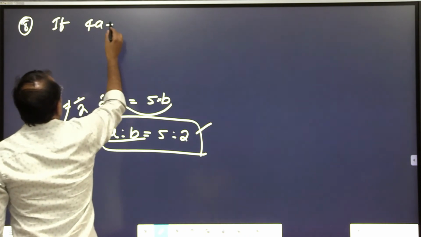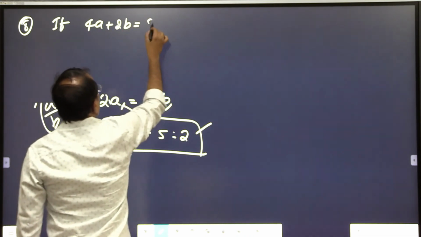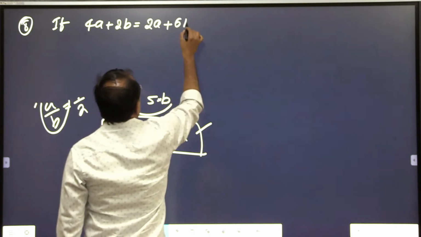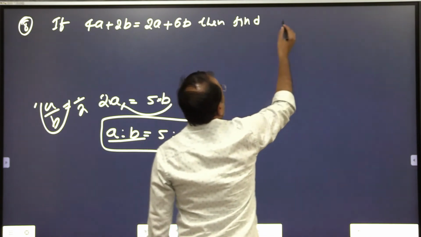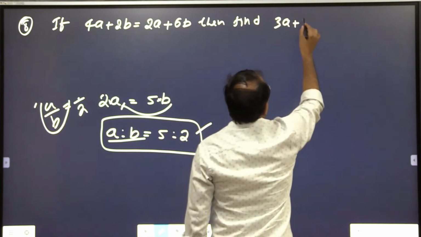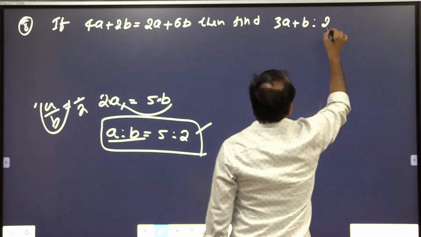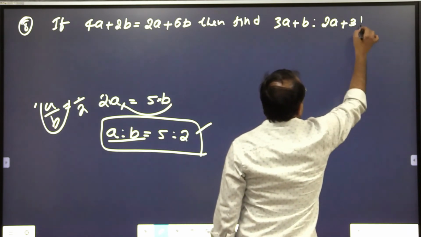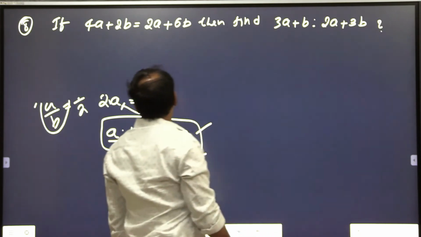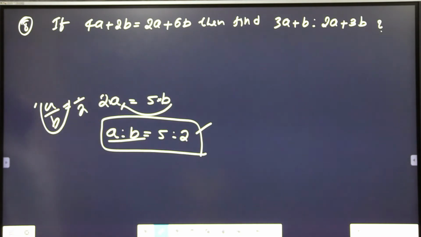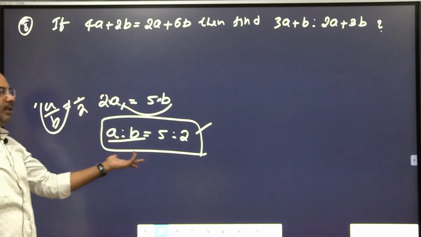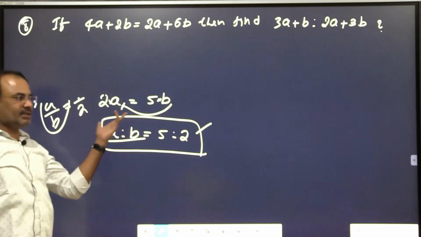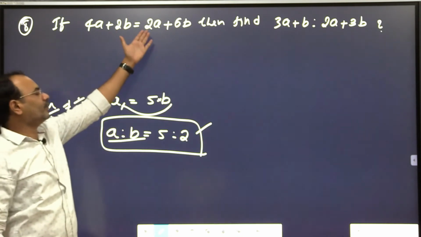If 4a plus 2b is equal to 2a plus 6b, then find 3a plus b is to 2a plus 3b. Okay. So from this equation you can write a is to b in the same manner what we discussed in the last question. You can write a is to b from this equation.